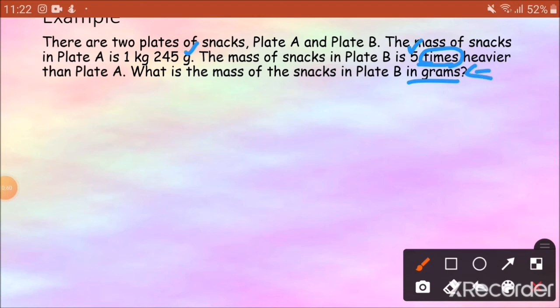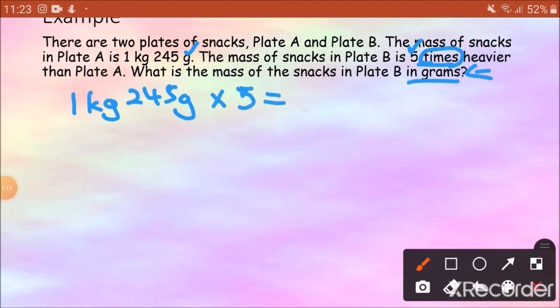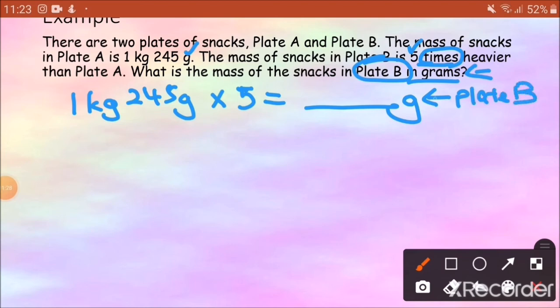So this question is obviously multiplication. So what number times what number? First, we fill in the blanks. So just now it is 1 kg, 245 grams. The snacks in plate B is 5 times heavier than plate A. So that means we have to multiply by 5 to find the mass for plate B in grams. You see? Very easy. So the answer we calculate from here will be for plate B, because plate B is 5 times heavier than plate A. So we do the same thing.